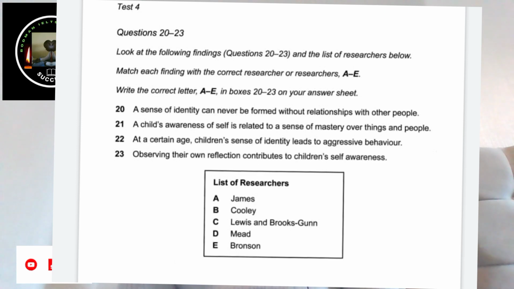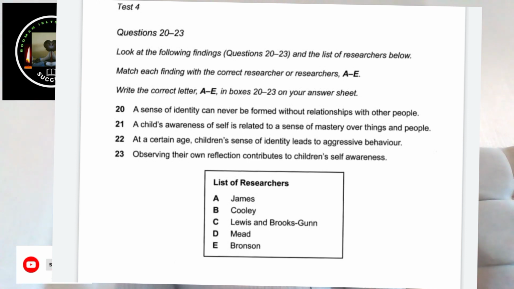Now, let's read the statement. You will now go back to the statements, just the same steps. Always read all the statements. Now, let us look at it. A sense of identity can never be formed without relationship with other people. Did Cooley say that? Look into it yourself. Did he say that? I don't think so. I don't think he mentioned something like that.